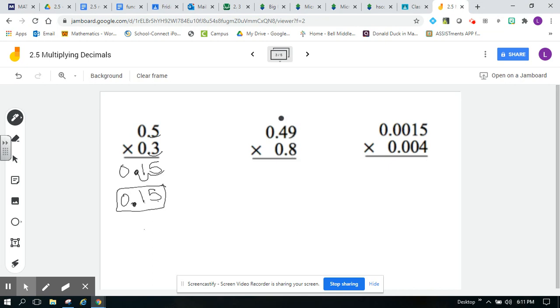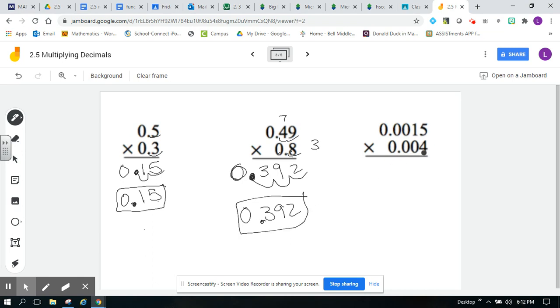8 times 9 is 72. 8 times 4 is 32, plus 7 is 39, and the zeros don't mean anything, so I have gone over 3, 1, 2 here, and 1 here. That's a total of 3 places, so I'm going to move it over 1, 2, 3 places. When I get to the end, if it's on the end, I'm going to add a 0 to the front. So my answer is 0 and 392 thousandths. That is my final answer.